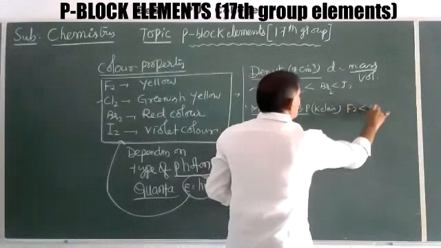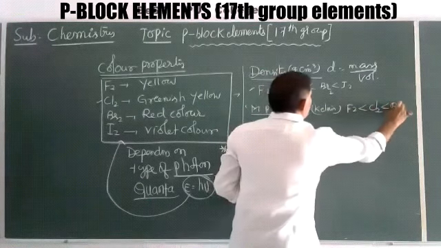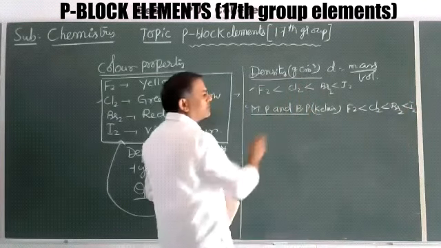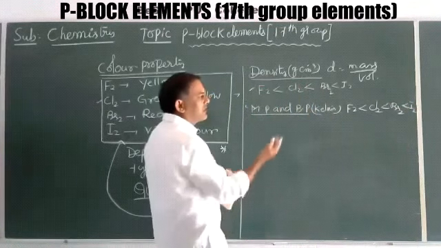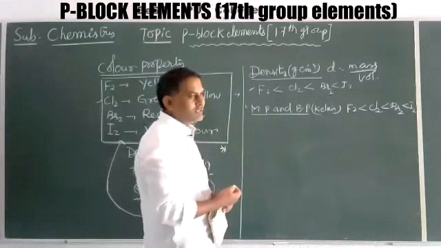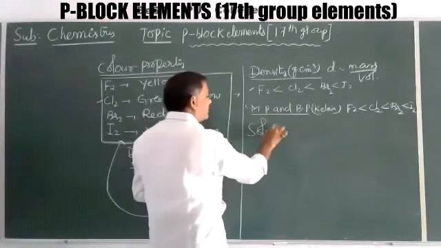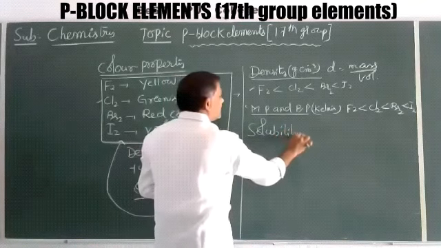Fluorine is less than chlorine, chlorine is less than bromine, bromine is less than iodine, because from top to bottom atomic number and mass increase, so their boiling and melting points increase. Next one is solubility. Very, very important this is.